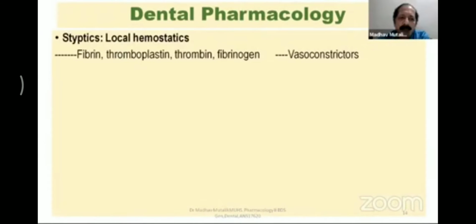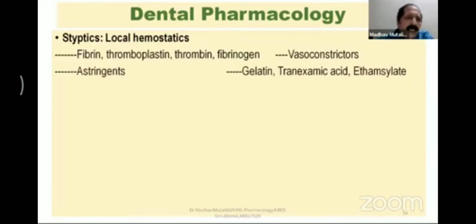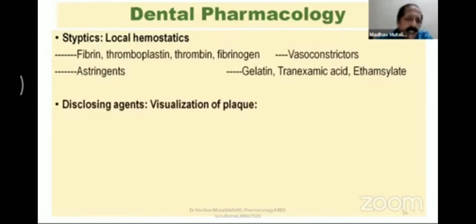Styptics means the local hemostatic agents, and there's fibrin, thromboplastin, thrombin, fibrinogen. This is one group of drugs. They are all related to blood. Then there are vasoconstrictors like epinephrine, which produces local hemostatic action. It decreases the blood flow, and that's why we combine epinephrine with local anesthesia. Then there are astringents, which, because of the astringent action, can stop the bleeding. And there are other drugs called gelatin, tranexamic acid, and ethamsylate. So prepare a short note on styptics.